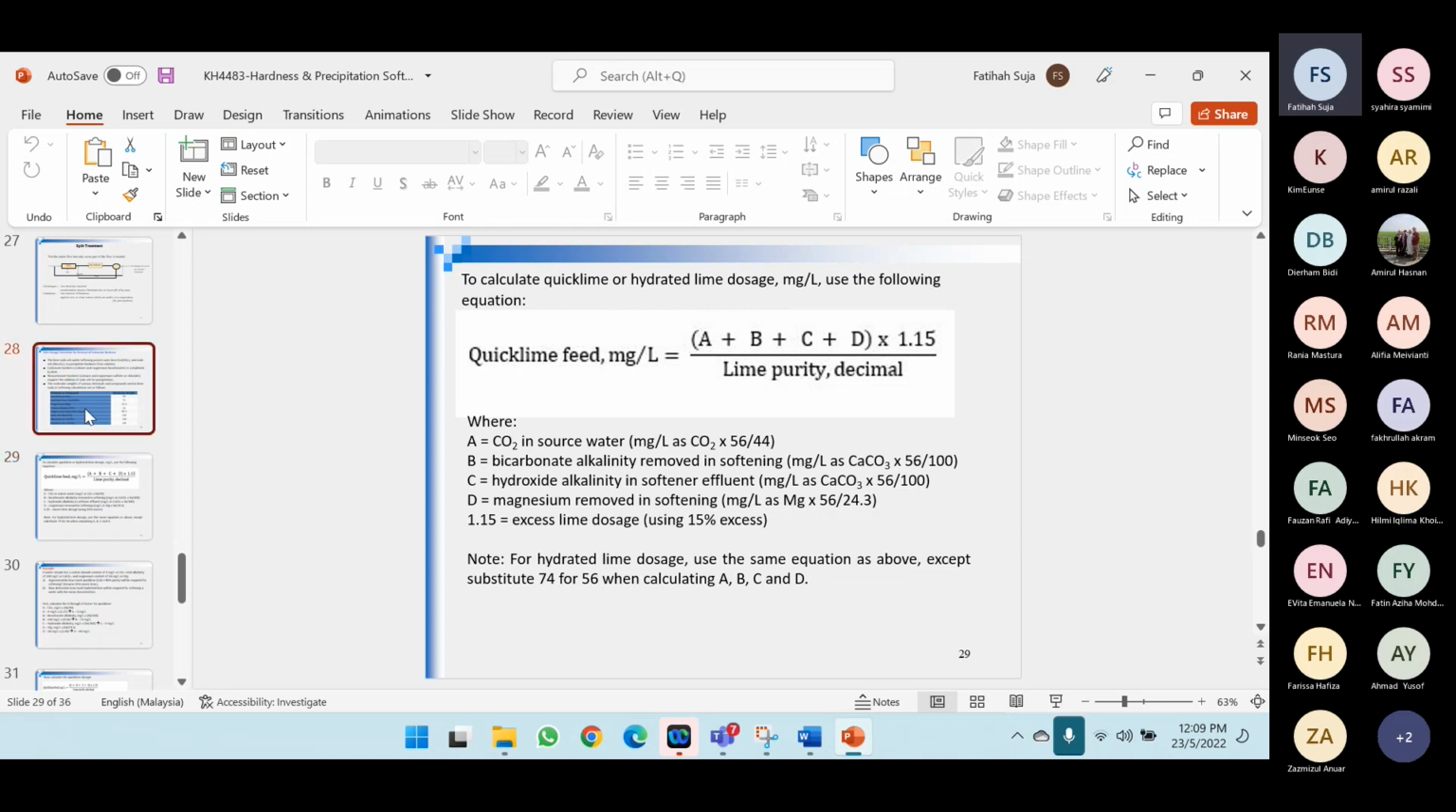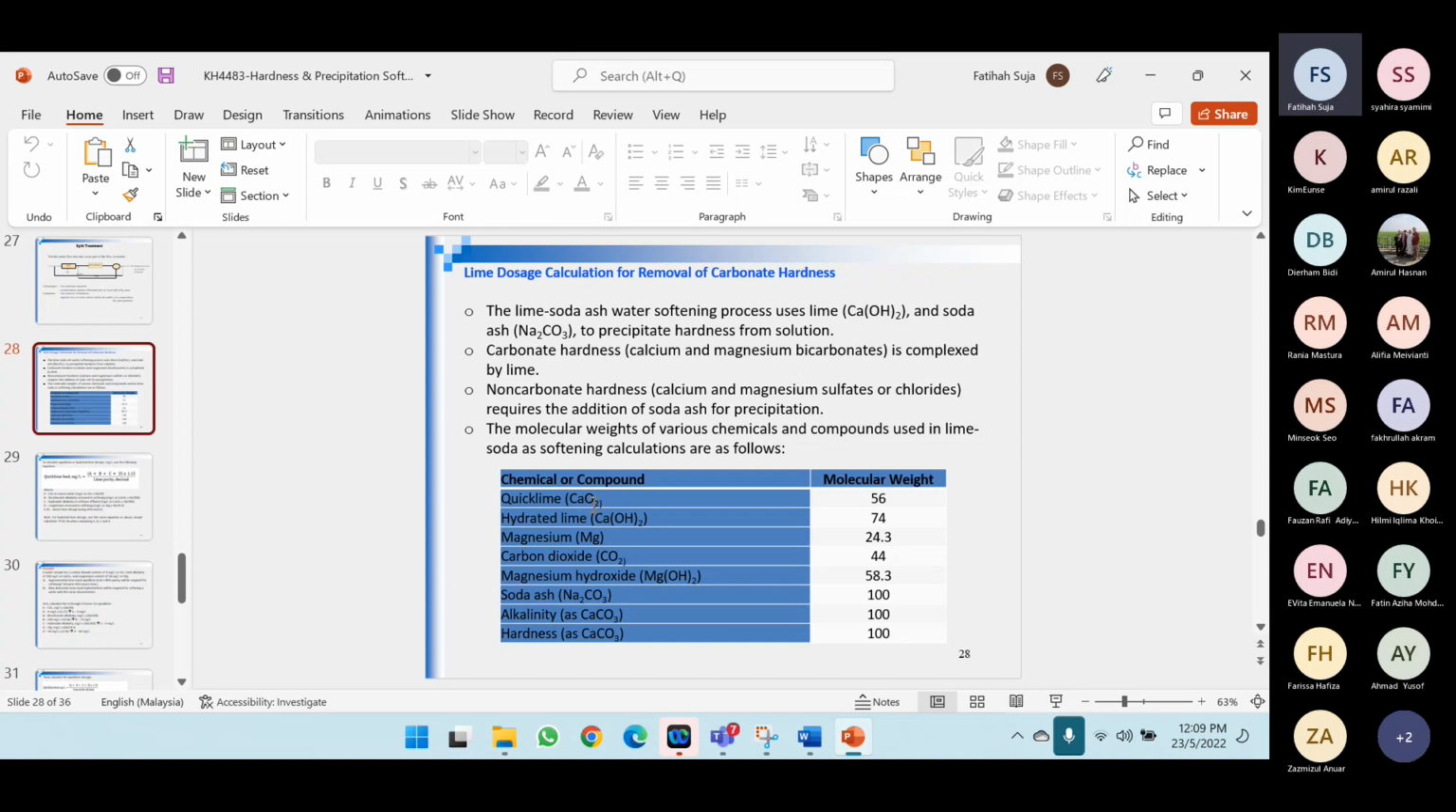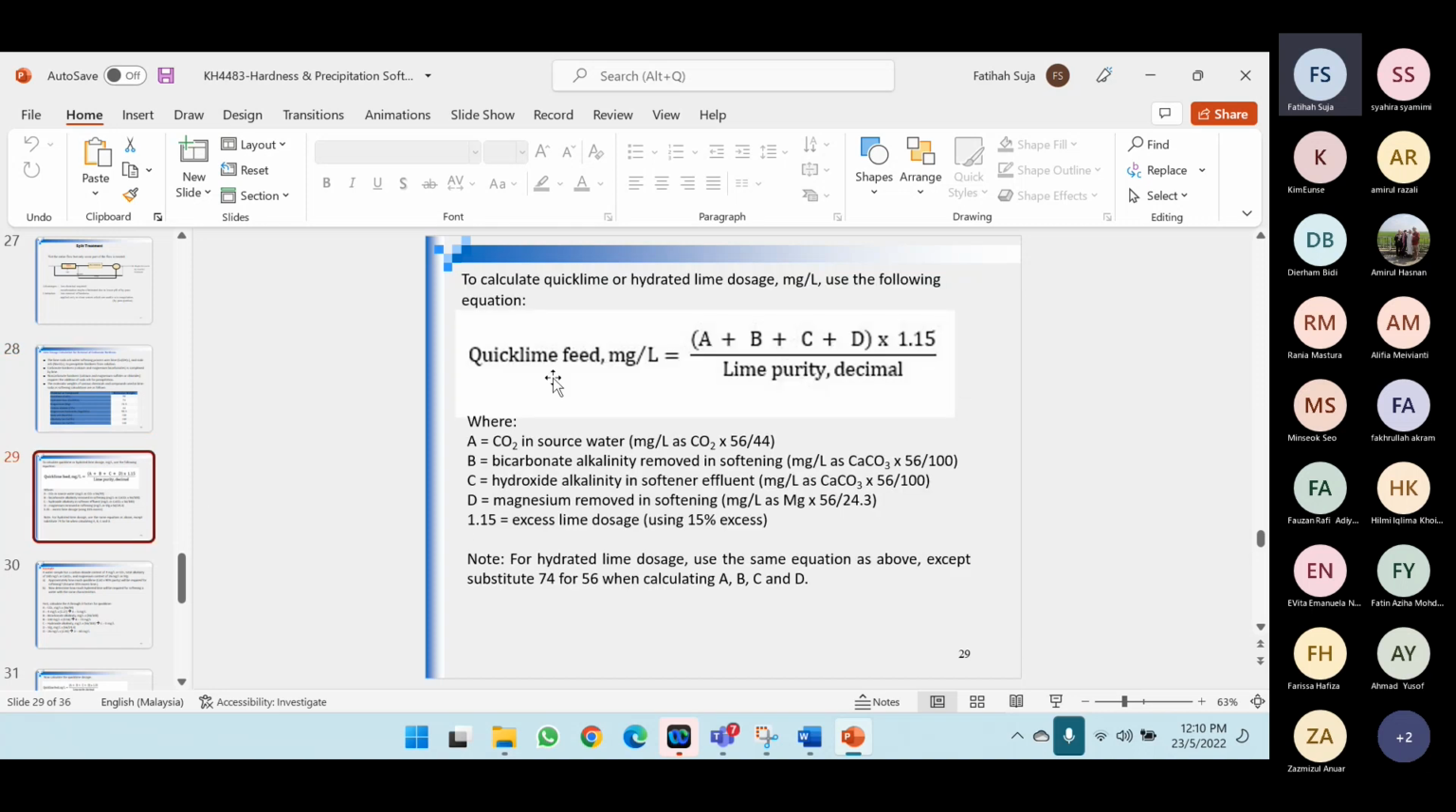So let's say if you use quick lime, quick lime is CaO. Let's say if you want to use quick lime, where you can only remove the calcium and magnesium bicarbonates, you use the formula here. So quick lime in milligram per liter equals A plus B plus C plus D times 1.5 divided by lime purity.